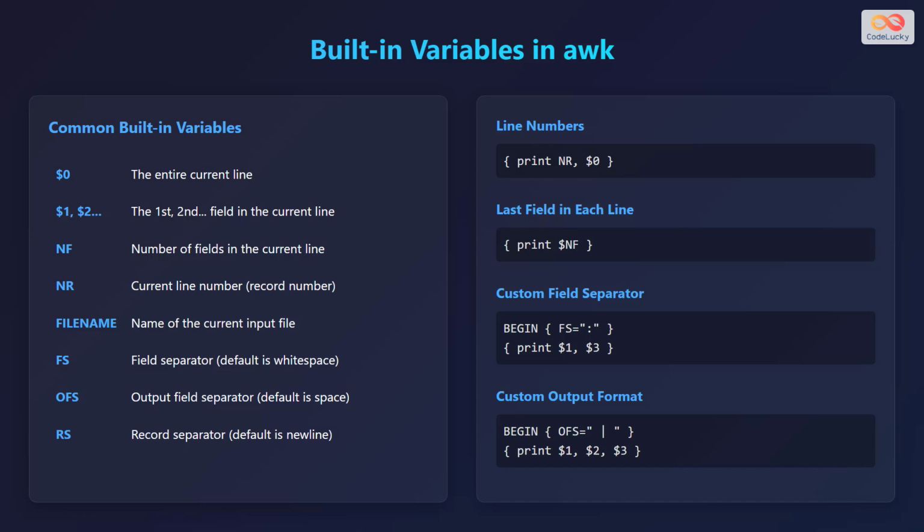Let's see some examples. To print line numbers, use open curly brace, print NR, $0, close curly brace. To print the last field in each line, use open curly brace, print $NF, close curly brace. To use a custom field separator, start with BEGIN open curly brace, FS equals colon, close curly brace, open curly brace, print $1, $3, close curly brace. To use a custom output format, use BEGIN open curly brace, OFS equals space pipe space, close curly brace, open curly brace, print $1, $2, $3, close curly brace.